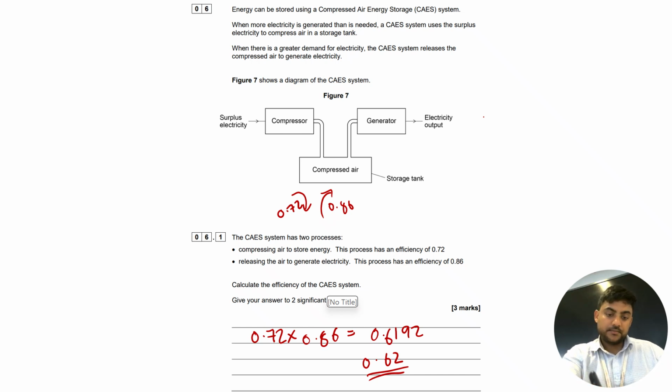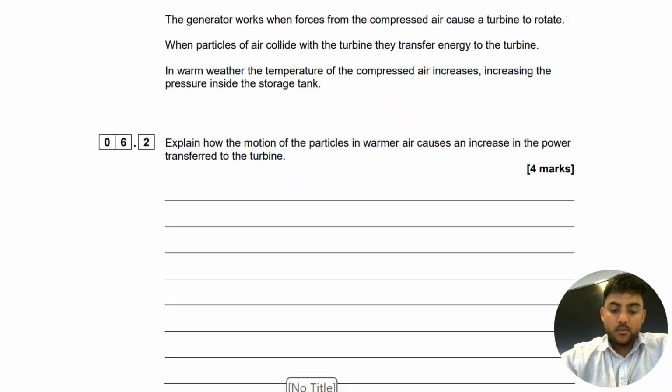Next. So, when the air is coming out of the compressed tank, it hits a turbine and it rotates the turbine. When the particles of the air collide with the turbine, they transfer energy to the turbine. In warm weather, the temperature of the compressed air increases, which means the tank itself has a higher pressure. Explain how the motion of the particles in warm air causes the increased power transferred to the turbine.